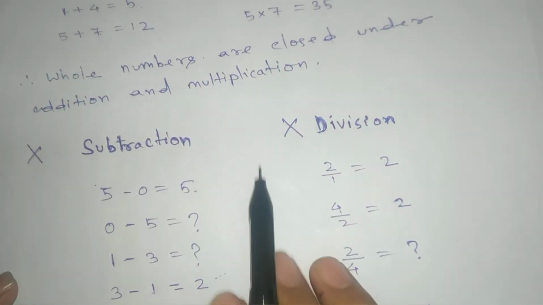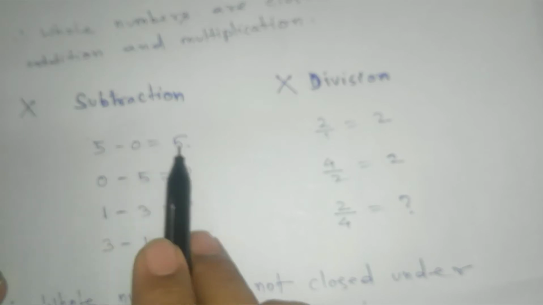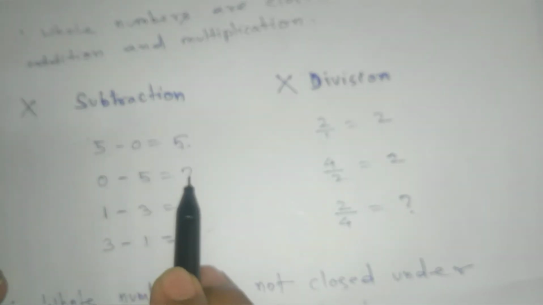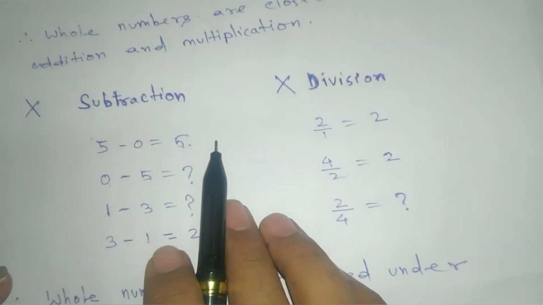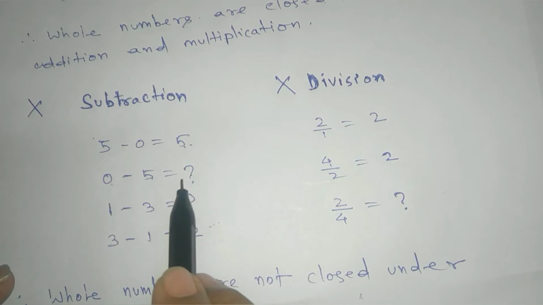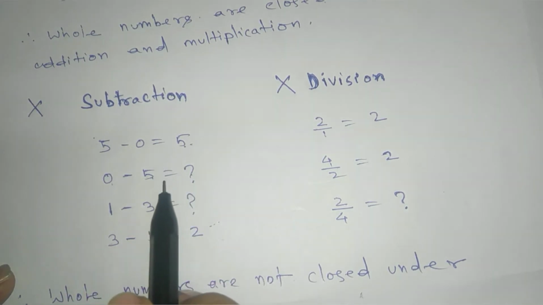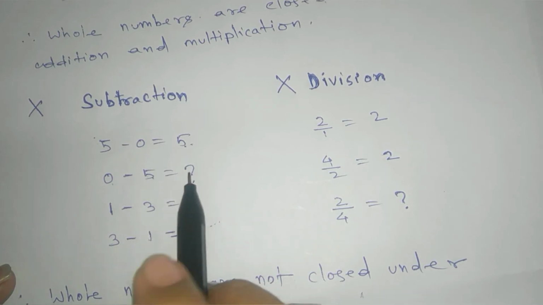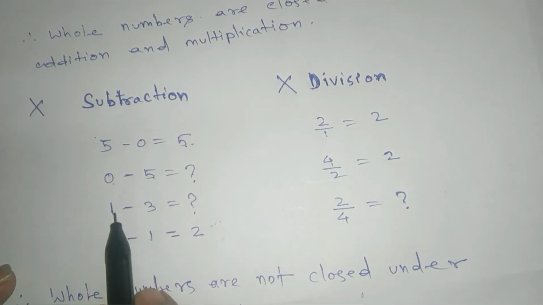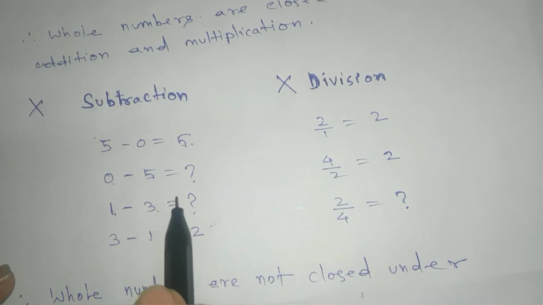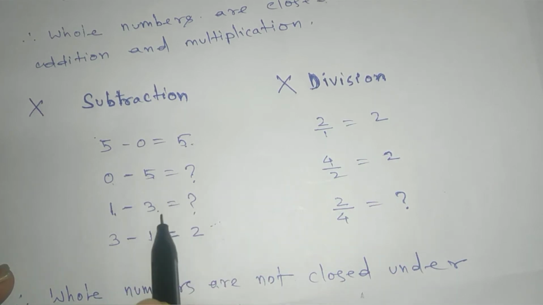But look at here in the subtraction, 5 minus 0 will give you 5, but 0 minus 5 will give you what? Can you decide? Yes, you will get minus 5. But minus 5 is not there in the whole numbers, because the smallest whole number is 0. So if we look at this one also, 1 minus 3 will give you minus 2, which is a negative integer. We'll see that in the next chapter. But minus 2 is not there in the whole numbers.